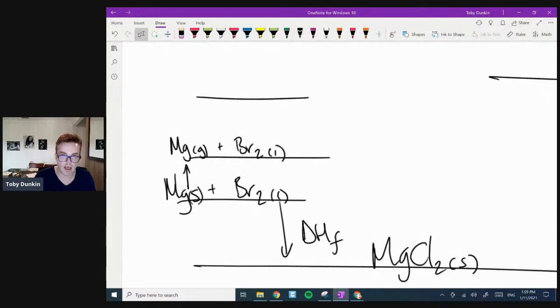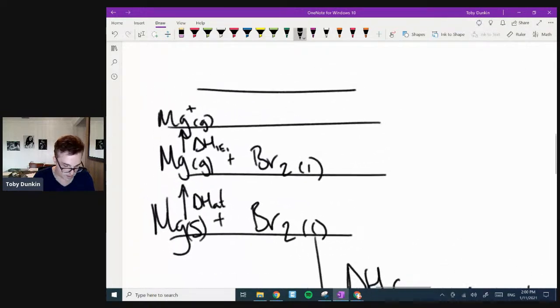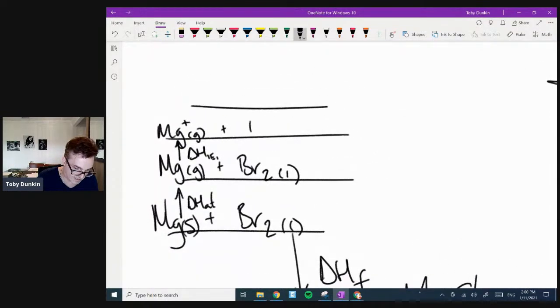Not finished with magnesium. What I now need to do is ionize magnesium, but the problem is it's ionized twice. So I'm going to get magnesium 1 plus gas, and this is going to be the enthalpy of ionization energy 1. This one here is the enthalpy of atomization or sublimation, depending on which one you want. And the bromine again remains unchanged as a liquid. I'm not finished with magnesium yet. I'm going to add another shelf because I need Mg2+. This is the delta H of ionization energy 2 for magnesium.